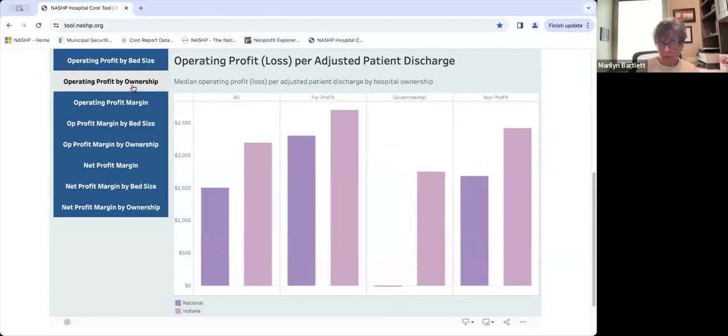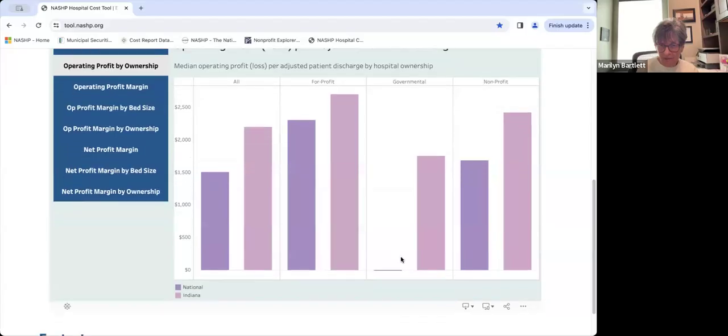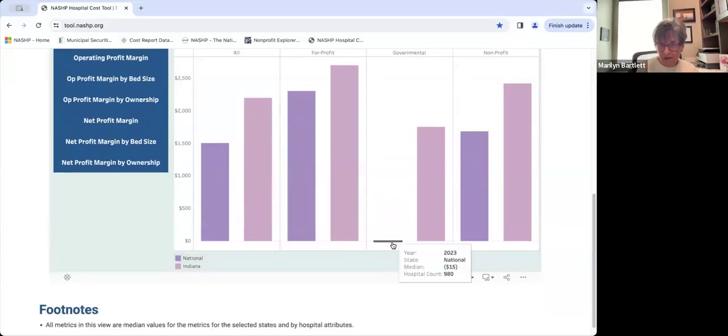We can check operating profit by ownership. This looks so small, it looked like national. You can see what the median is there. It's 980 hospitals for government, and the median is -15.